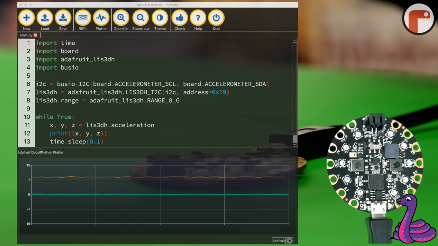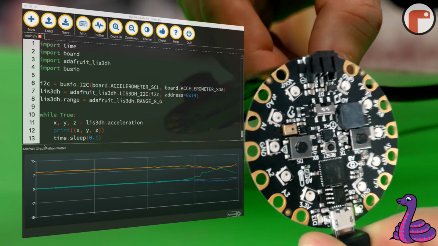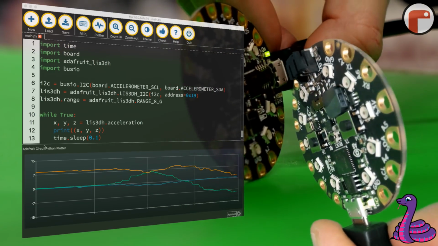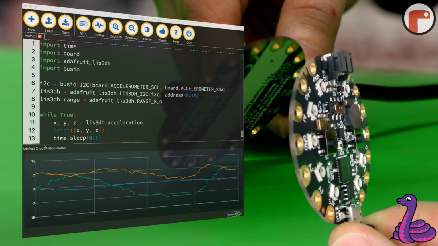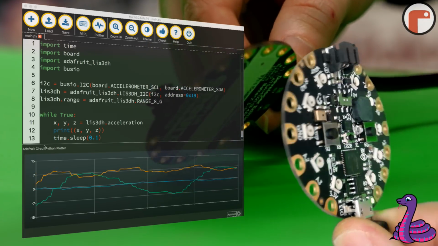That's because we're detecting gravity, which is 9.8 meters per second squared, and that shows up as a positive or negative value depending on how the Circuit Playground is oriented. Now we can use this to detect the tilt and motion of the Circuit Playground because of that, again, constant 9.8 meters per second squared gravitational acceleration.